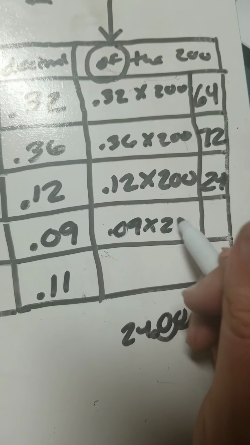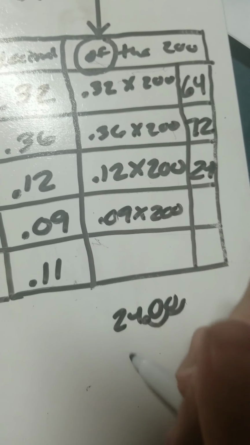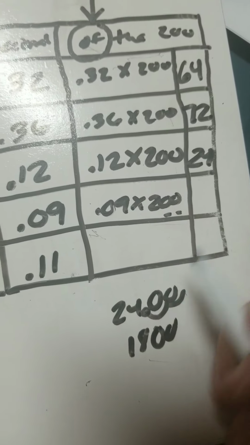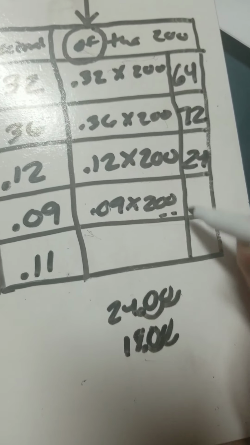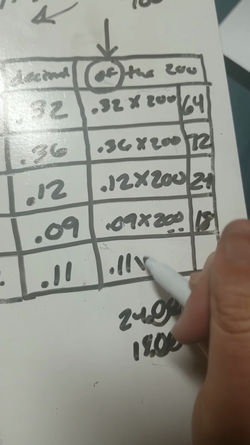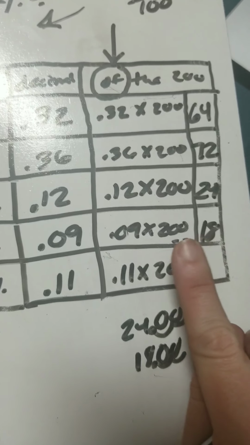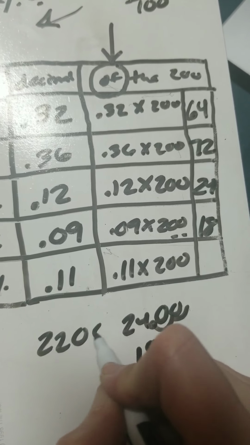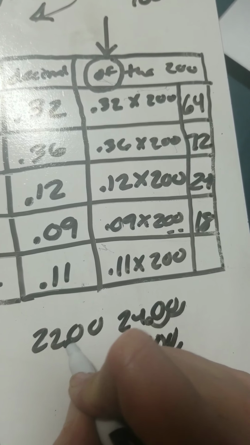0.09 times 200. 9 times 2 is 18. Put the 2 zeros on the end behind it. The one in the front doesn't matter. 2 decimal places, so we're talking about 18. Ignoring the zeros, 11 times 2 is 22. Put the 2 zeros back on the end and then 2 decimal places.